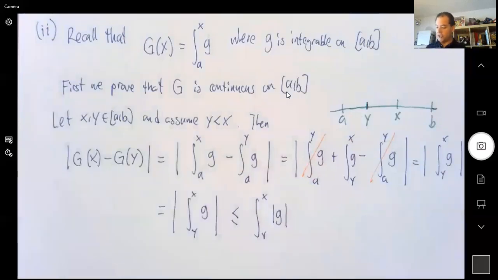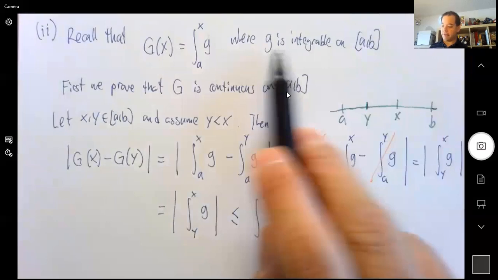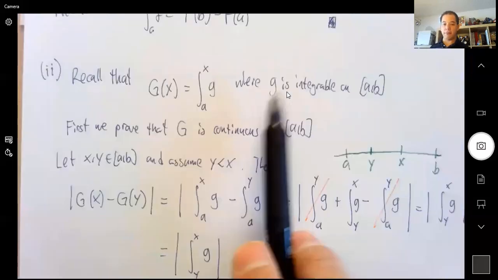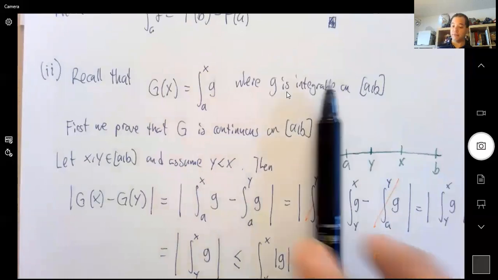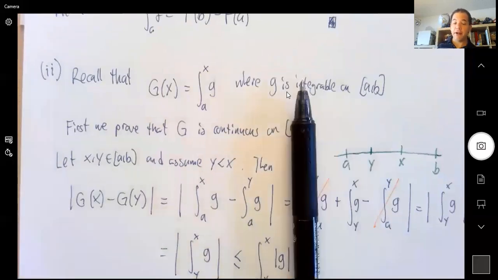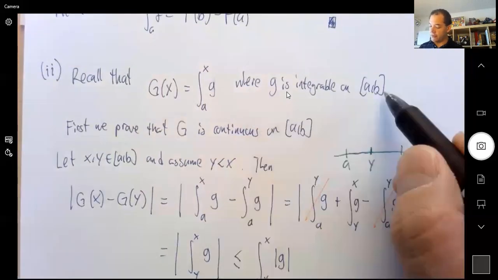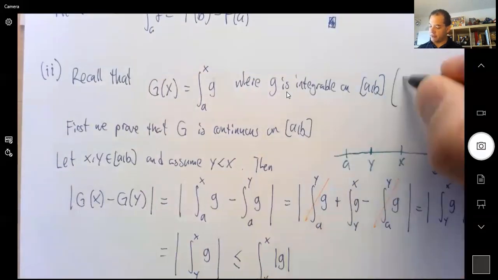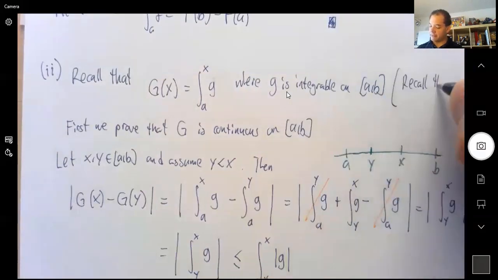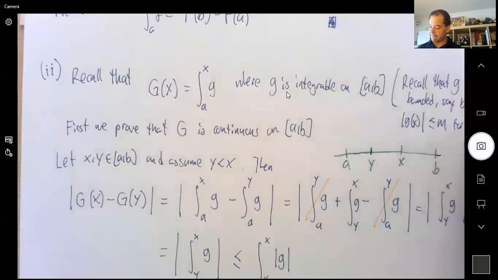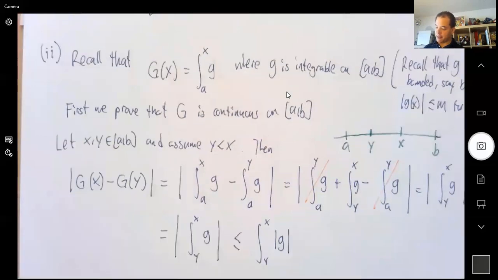Well, because this function g is integrable. Remember, when we started a discussion about integrable functions, we assumed right away that they're bounded. If they're unbounded, we cannot do the integral. So in particular, this function is bounded. So let's just put it here. Recall that g is bounded, say by M. So this means that the absolute value of g is less than M for every x. So this number is less than M.